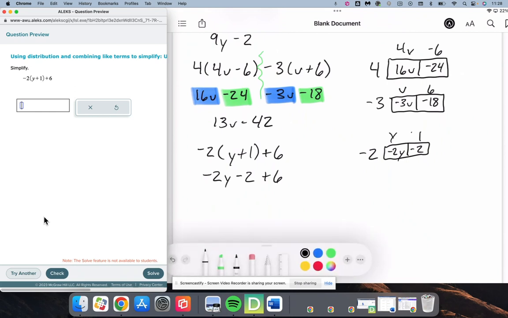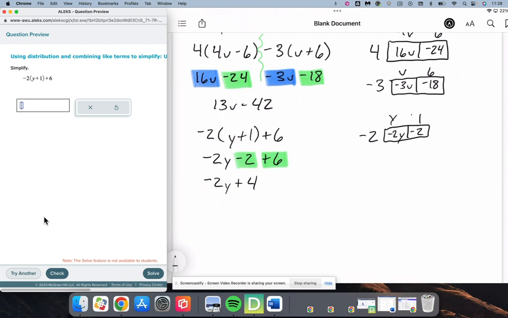And we can see that I can combine these regular numbers. There's nothing else that has a y, so that negative 2y is going to remain the same. We get negative 2y plus 4.